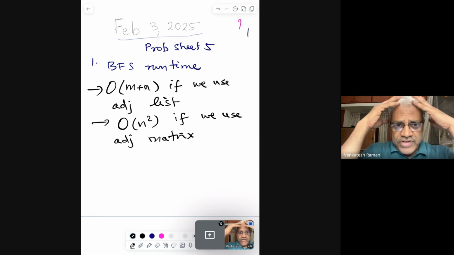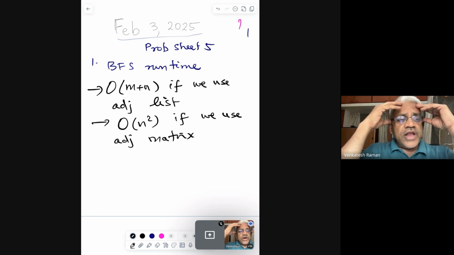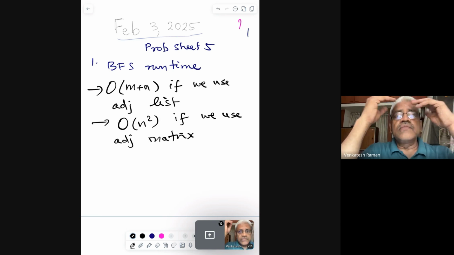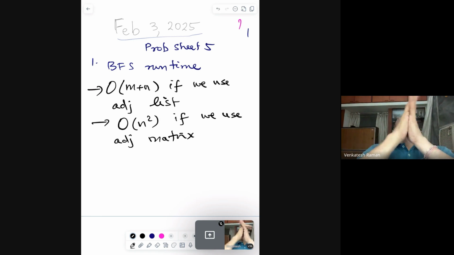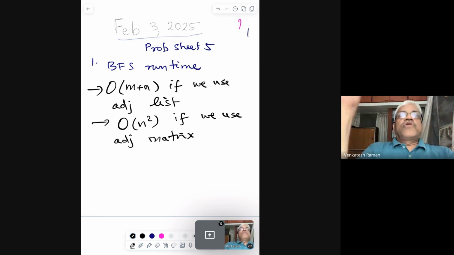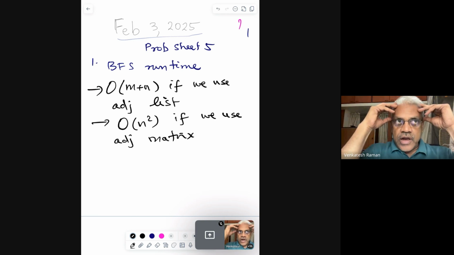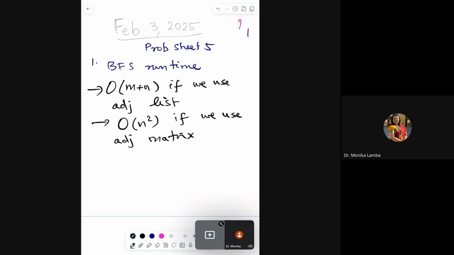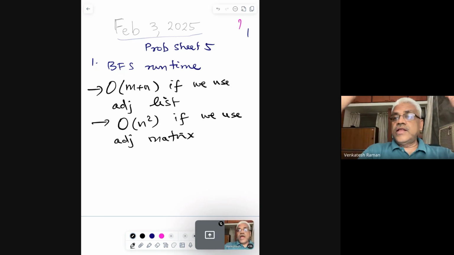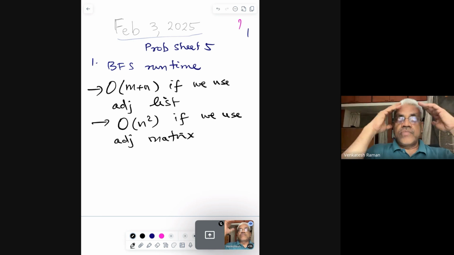Do you know any other graph where m is order n? For example, a cubic graph. How many edges are there in a cubic graph? So 12 edges. No. There are n vertices. N is the number of vertices, but the graph has maximum degree 3. So what is the maximum number of edges you can have?